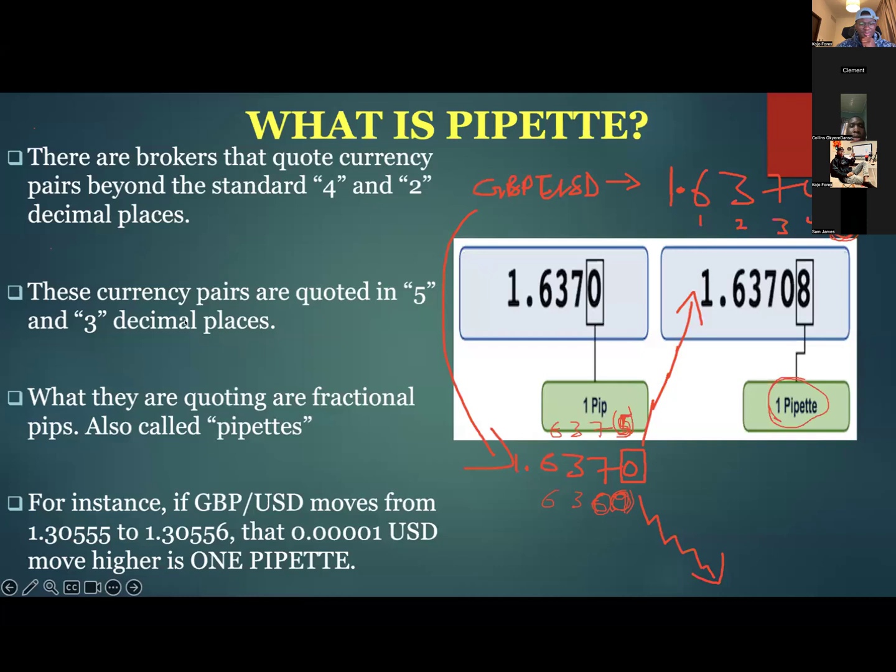Negative 100. Negative, it's 70. 70. It's 70 pip movement.